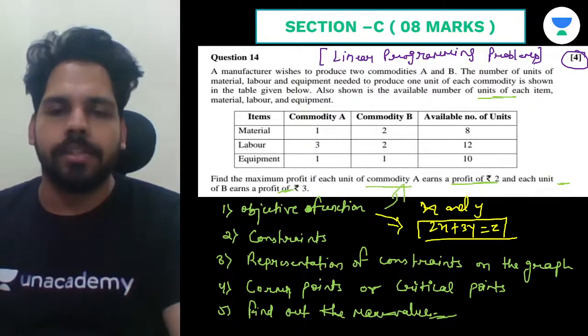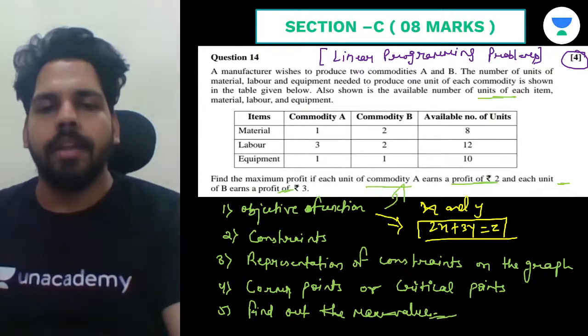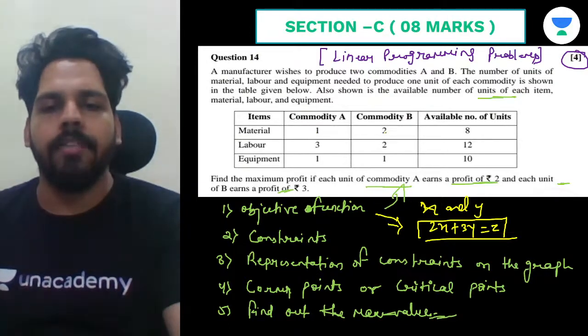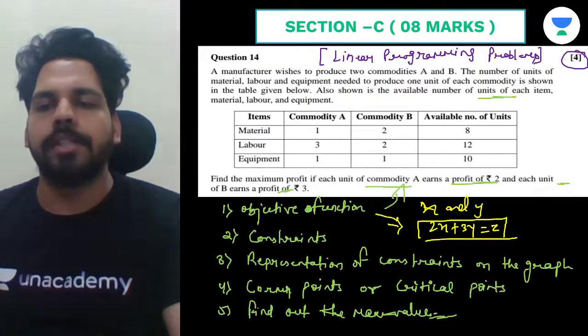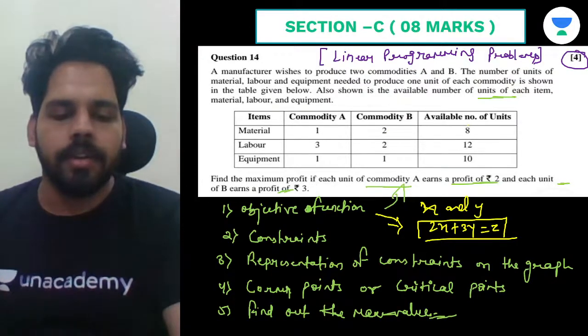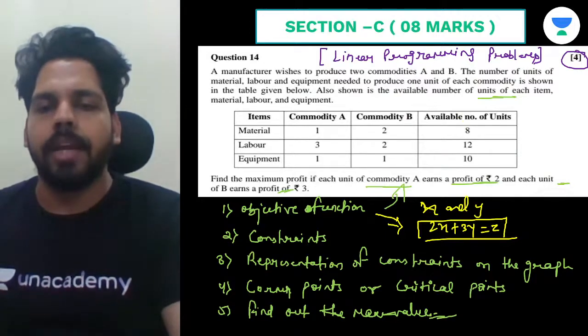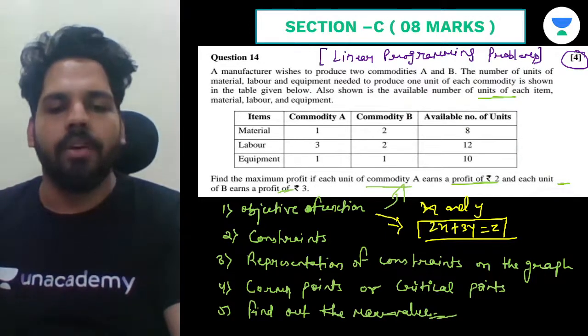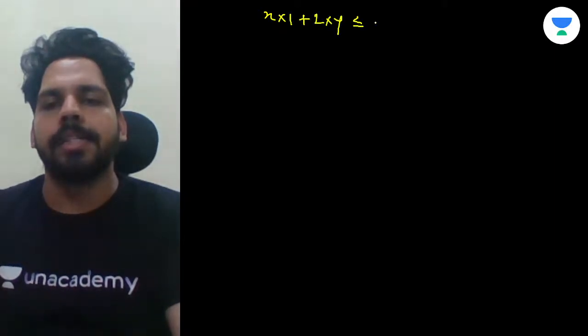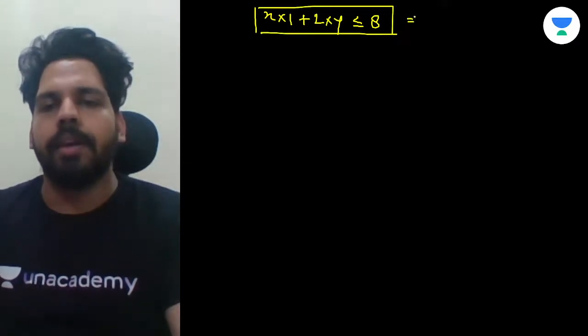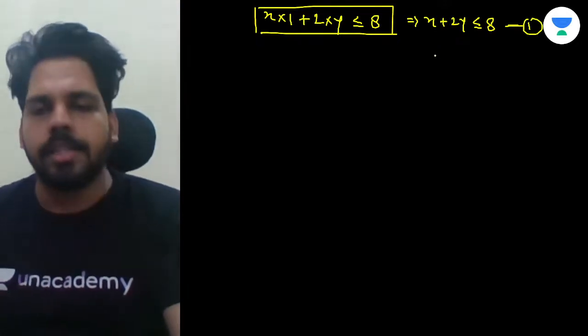Now we are just writing the constraints. Constraints are given like for commodity A they need 1, for commodity B they need 2, and the total number of units is 8 maximum. Available units are maximum 8. So we can write the equation as a constraint. One of the constraints we have is x into 1 plus 2 into y, that is less than or equal to 8. Which we can write as x plus 2y less than or equal to 8, which we can consider as equation number 1. This is one of the constraints.